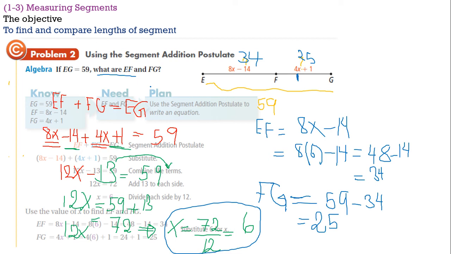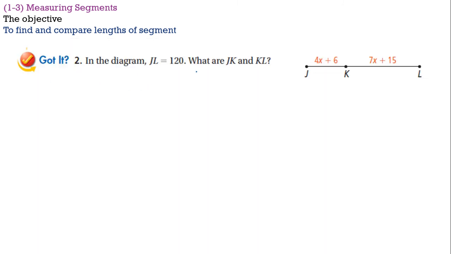Let's do one more exercise. Now here we have in the diagram JL, all this 120.